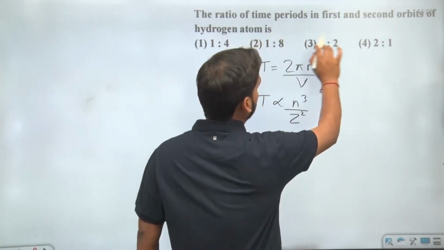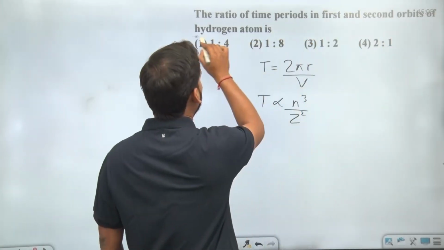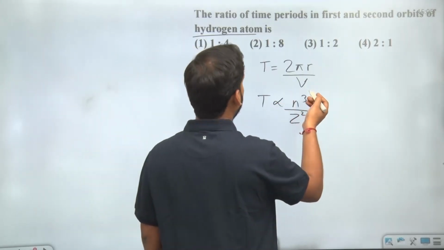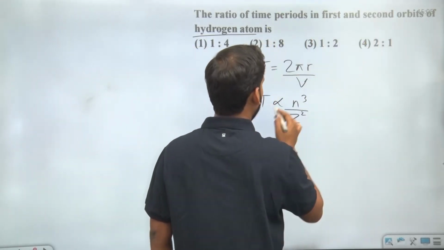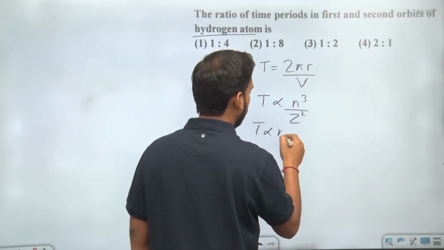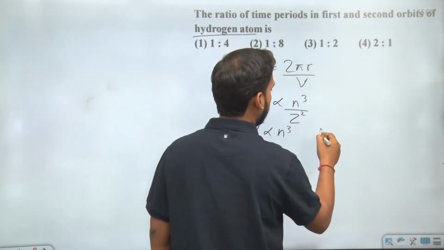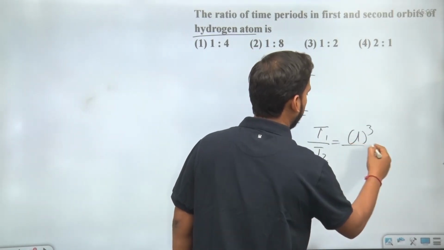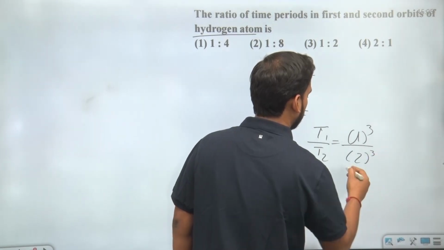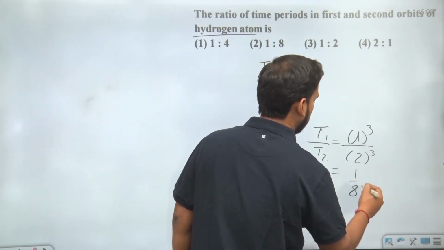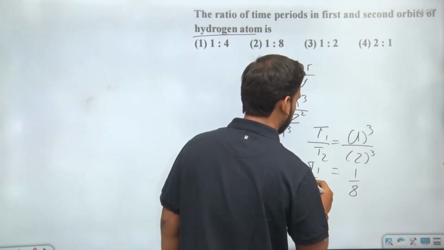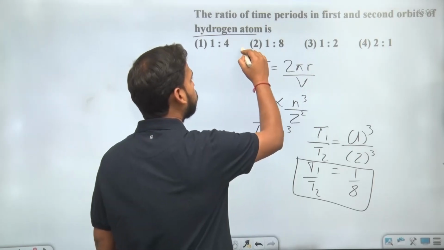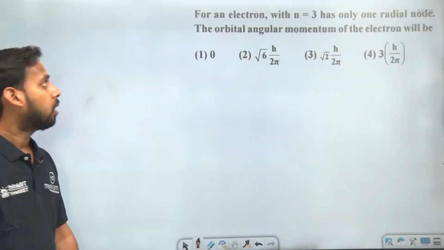Here it is the orbits of a hydrogen atom, so the value of z remains constant, it remains 1. But the value of n varies, as it is the first and the second orbit. So time is directly proportional to n cube. So T1 upon T2 equals 1 cube divided by 2 cube, which comes out to 1 upon 8. So the ratio of T1 upon T2 is 1 upon 8. Our correct answer is option 2, that is 1:8.